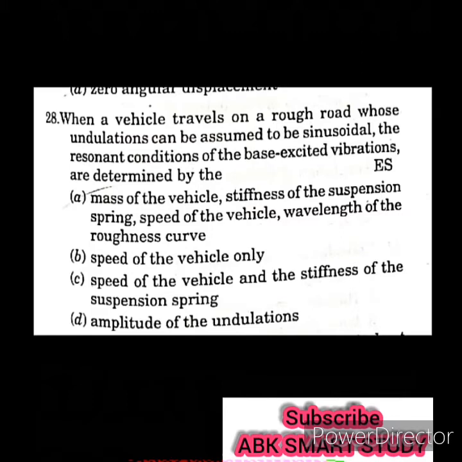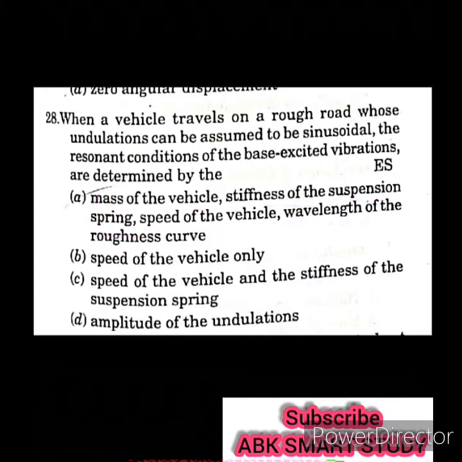When a vehicle travels on a rough road whose undulations can be assumed to be sinusoidal, the resonant condition of the base excited vibrations is determined by the mass of the vehicle, stiffness of the suspension spring, speed of the vehicle, and wavelength of the roughness curve. So option A is the correct answer.